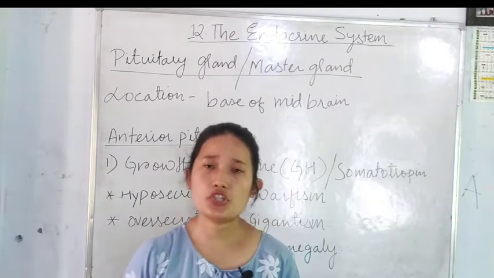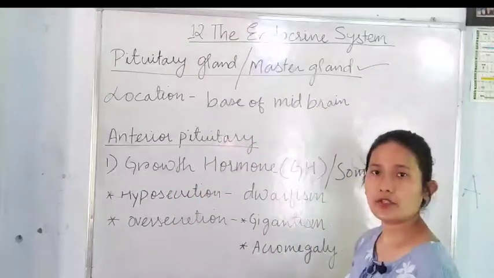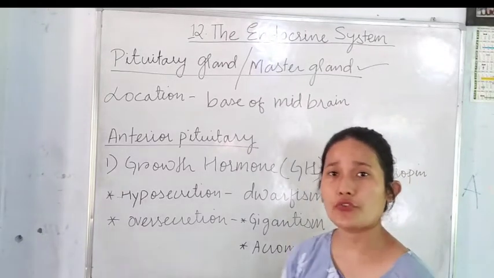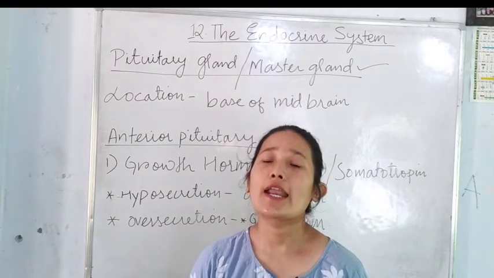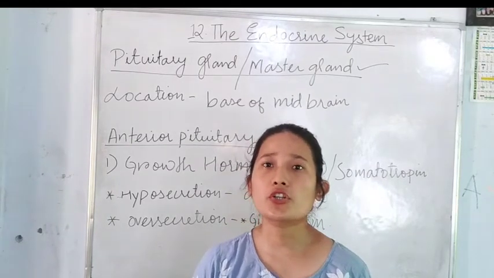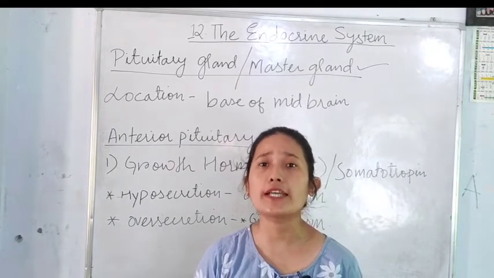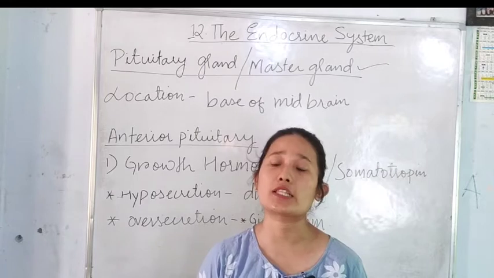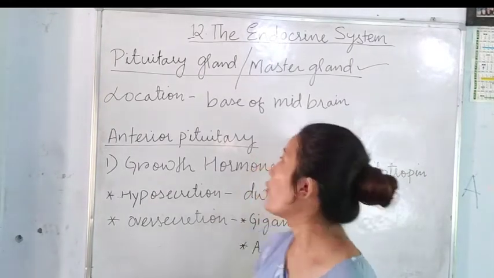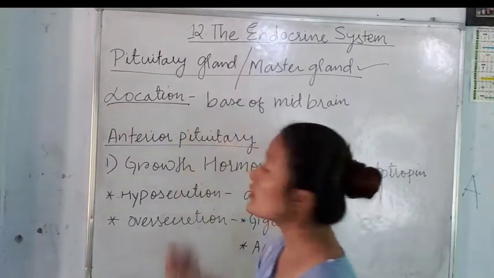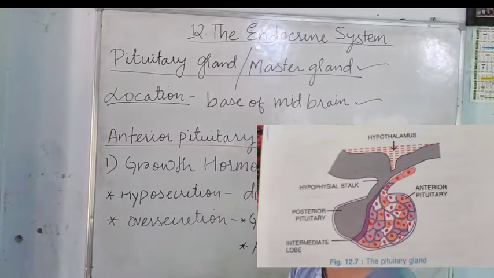the pituitary gland. It is also referred to as the master gland. Okay, now why do you think it's referred to as a master gland? It's referred to as a master gland because it regulates the secretion of hormones in other endocrine glands too. That means it's regulating other endocrine glands too. That's why it's referred to as a master gland. Okay, now where is it present?